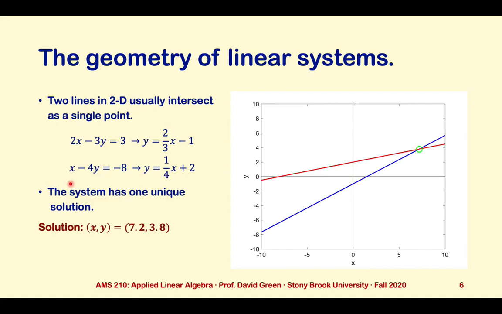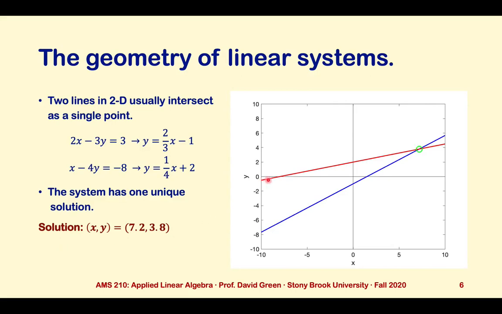An example here, 2 lines rearranged into a form of y equals mx plus b, and these 2 lines, one with a slope of 1/4 and a y-intercept of 2, and the other with a slope of 2/3 and a y-intercept of -1. These meet at a single point highlighted here, which happens to be the point 7.2, 3.8.